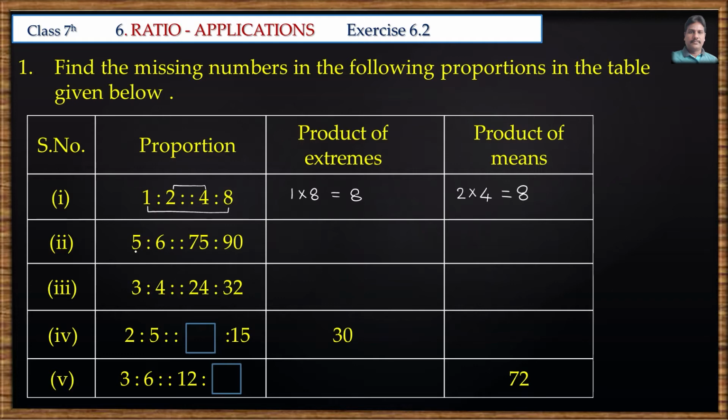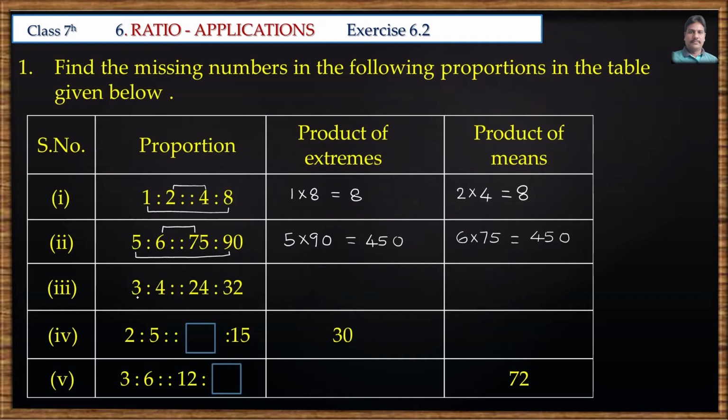In the second one, the product of extremes is 5 into 90. 5 zeros are 0, 5 nines are 45. It will become 450. Here the means are 6 and 75. So the product of means is 6 into 75. So 6 fives are 30, 6 sevens are 42, 42 plus 3 is 45. This is also 450.